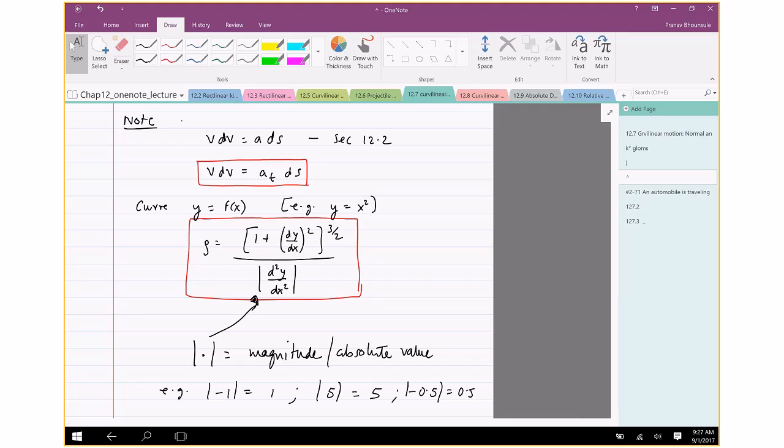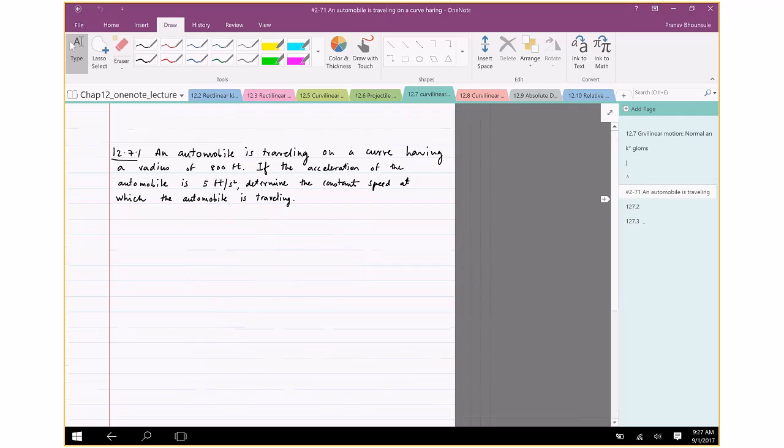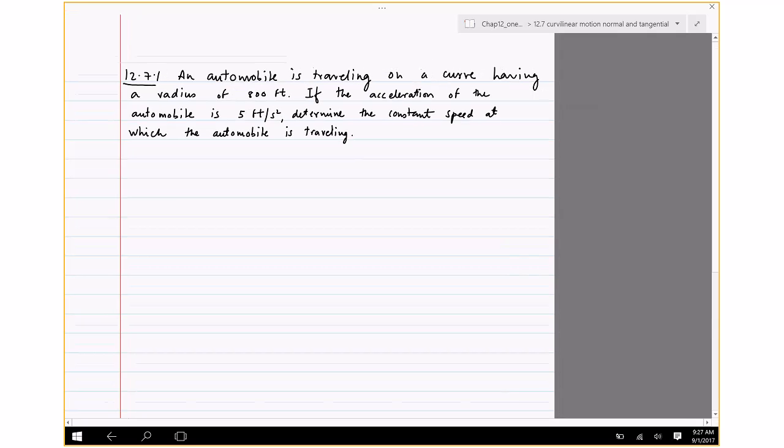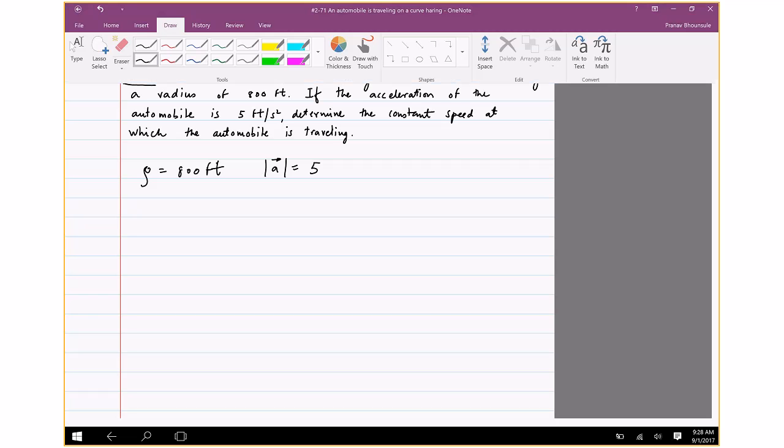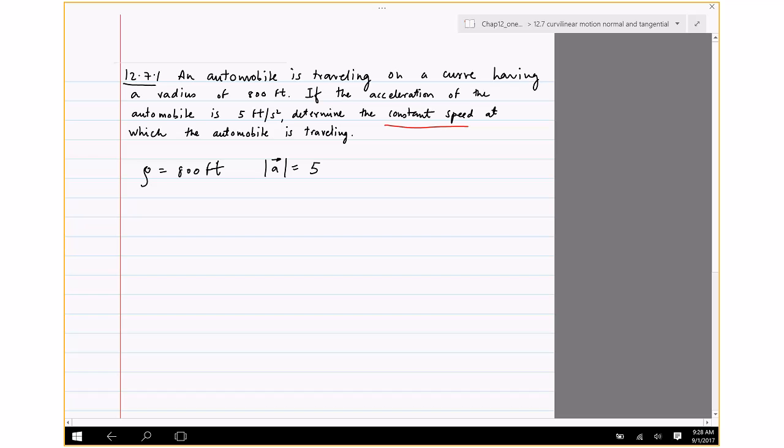Okay, so let's solve some problems. An automobile is traveling on a curve having a radius of 800 feet. So what we're given is rho is 800 feet. If the acceleration of the automobile is 5 feet per second squared, it means that you're given the absolute value of acceleration, the magnitude of acceleration. Find the constant speed at which the automobile is traveling. You've been told that the automobile is traveling at constant speed. So when you're told that, it means that the rate of change of velocity is 0. This means that the speed is constant.